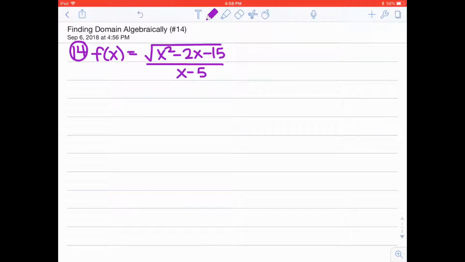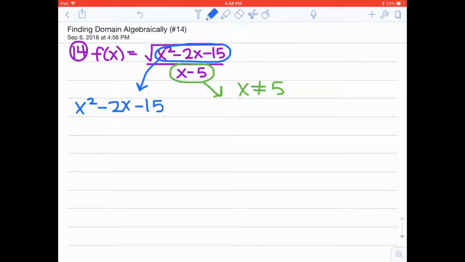All right, so for problem 14, we are looking for the domain algebraically of this function. We have two different things going on that are important. One is we have a rational expression, so that means that this part right here cannot equal 0 overall. So that tells us that x cannot equal positive 5. We also have this radical expression, and so that tells us that that part, x squared minus 2x minus 15, is greater than or equal to 0.